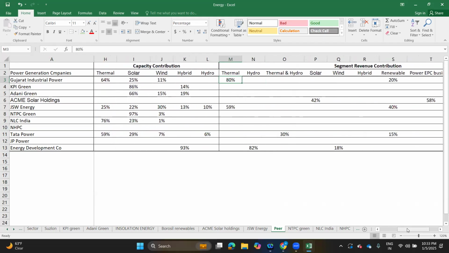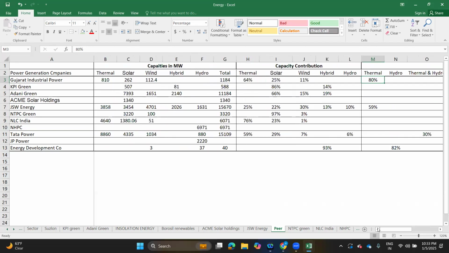Renewable contributes 20% to the top line of Gujarat Industrial Power, and they don't give a breakup of revenue between solar and wind. So altogether, it's renewable. Next one is KPI Green. I was referring, this is a company which is into the solar EPC business. Parallelly, they have their own solar capacity.